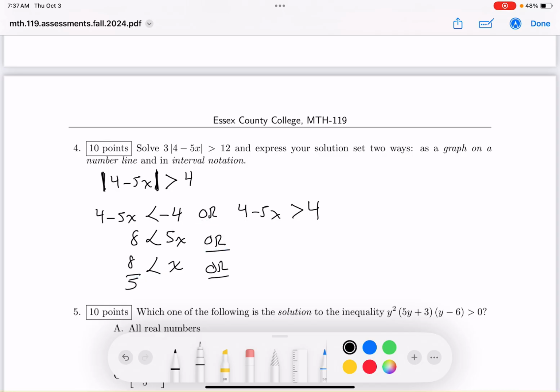And the other one, I'm going to do the same thing. Subtract 4 from both sides, I get 0, and add 5x to both sides. All right? So I subtracted 4 and added 5x. Divide both sides by 5, a positive number, by the way, and x is below 0.